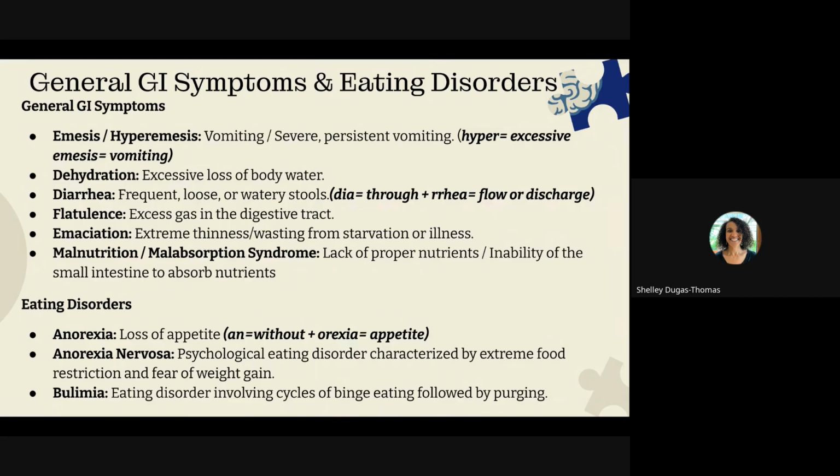So anorexia versus anorexia nervosa. An means without, plus orexia, which means appetite. Anorexia is simply a symptom meaning loss of appetite. However, anorexia nervosa is a psychological eating disorder characterized by purposeful extreme food restriction.